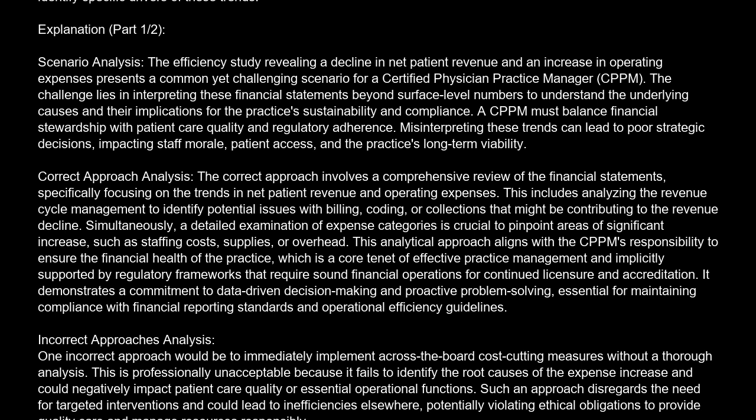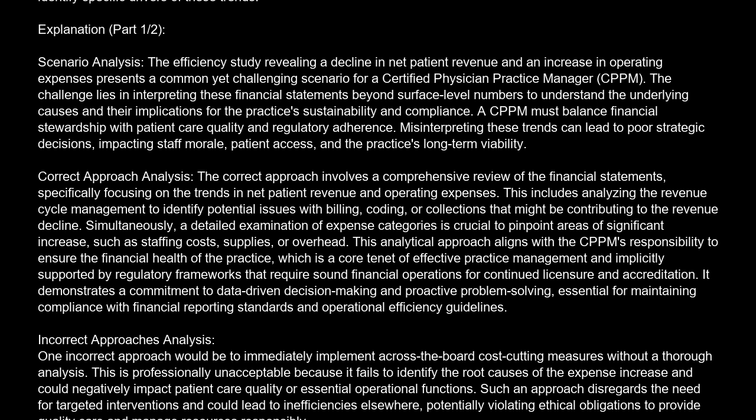these trends. Explanation. Scenario analysis. The efficiency study revealing a decline in net patient revenue and an increase in operating expenses presents a common yet challenging scenario for a certified physician practice manager, CPPM. The challenge lies in interpreting these financial statements beyond surface-level numbers to understand the underlying causes and their implications for the practice's sustainability and compliance. A CPPM must balance financial stewardship with patient care quality and regulatory adherence. Misinterpreting these trends can lead to poor strategic decisions, impacting staff morale, patient access, and the practice's long-term viability.